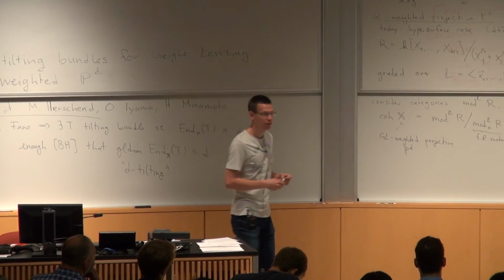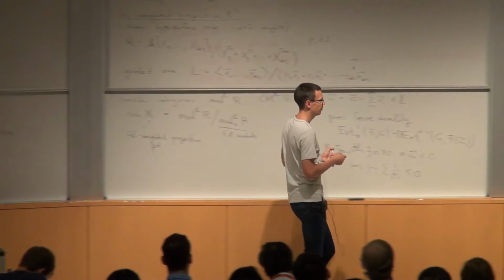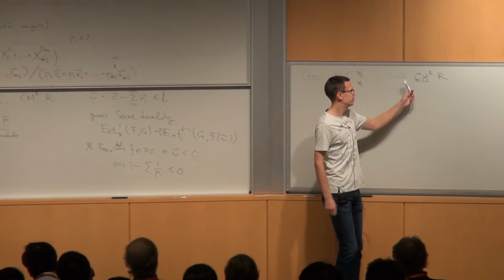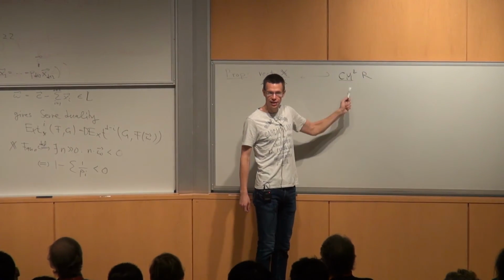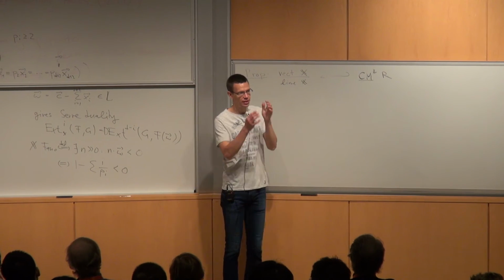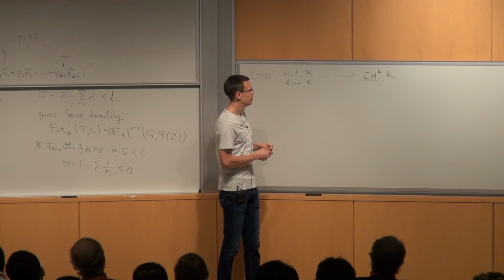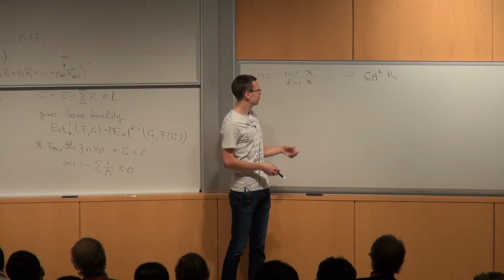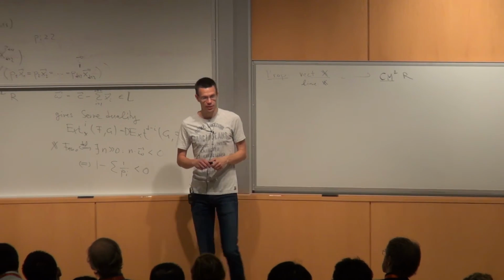So our strategy now would be, we try to first find a D-tilting object in this triangulated category, and then hopefully we can add some line bundles to get a D-tilting bundle in vector bundles over X.